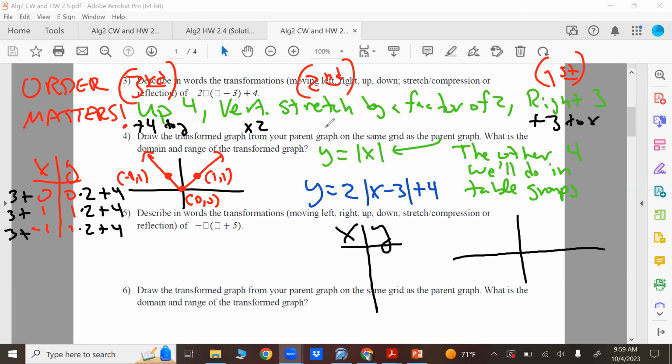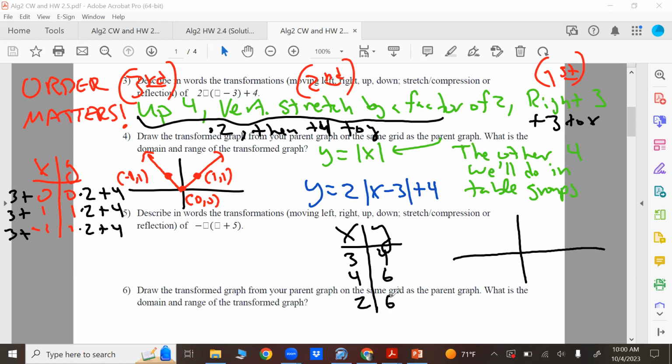Actually, let me rephrase that. Times 2, then plus 4 to y. Okay. So the new table is going to look like this: 3, 4, and 2, 4, 6, and 6. 1, 2, 3, 1, 2, 3, 4, 4, 6, 2, 6.